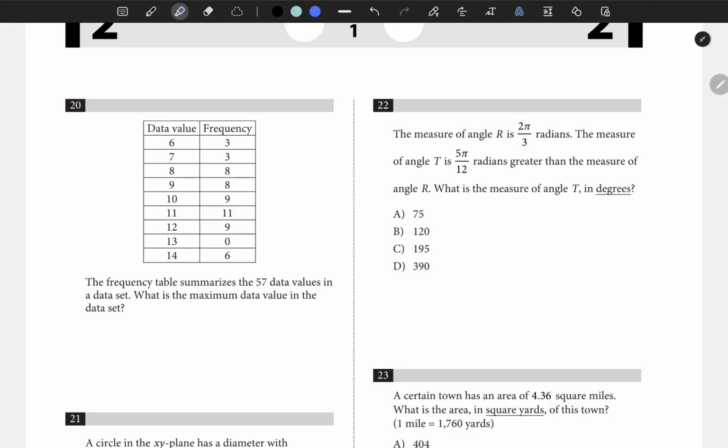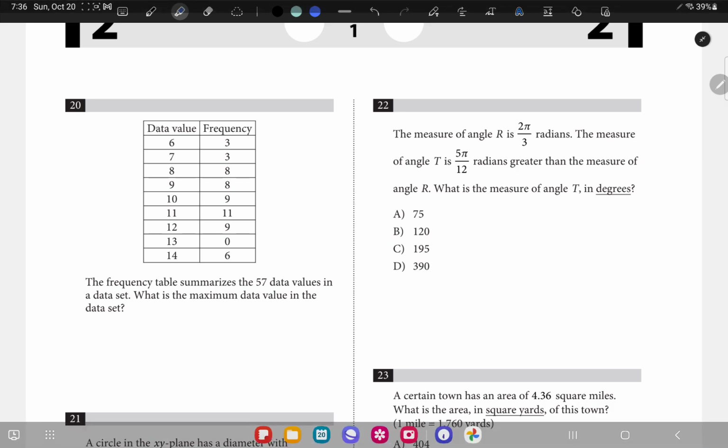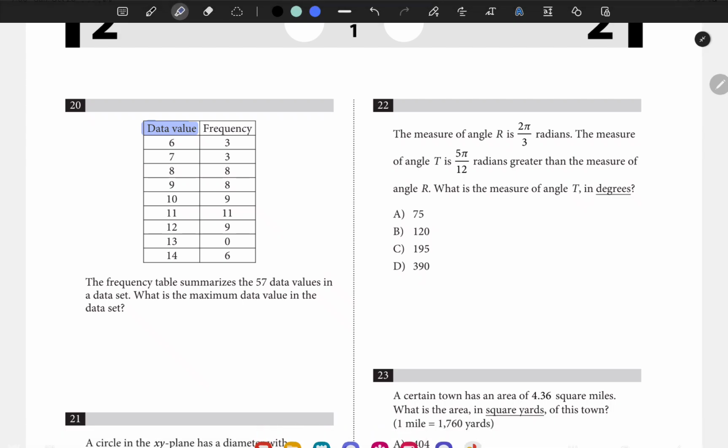So for 20, it's going to tell you the frequency table summarizes 57 data values in the data set. What is the maximum data value in the data set? This is what we're going to do. Which one are we looking for? That data value. And which one's the highest? 14. That is my answer. That's all you got to do. As long as you know how to read a table, then you can do that one.